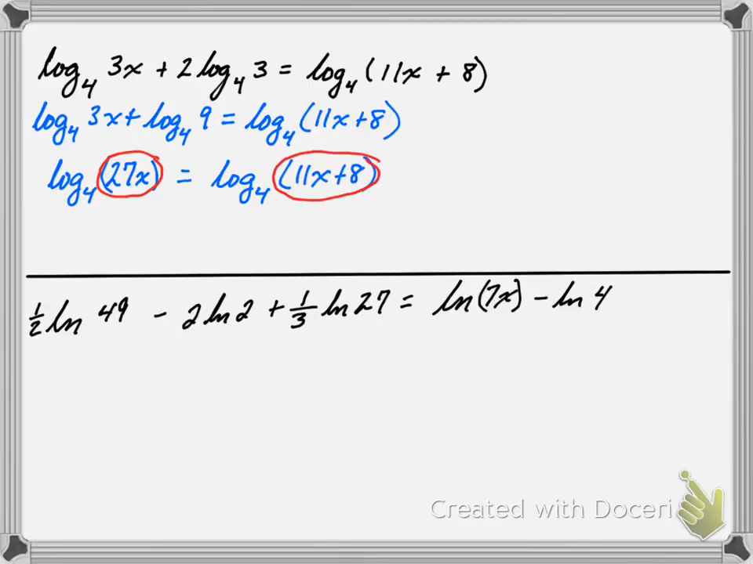All right, so let's just write that part being equal. So 27x would have to equal 11x plus 8. And then solving for x, you're going to subtract 11x. And then dividing by 16 gives 8 over 16, which reduces to 1/2.